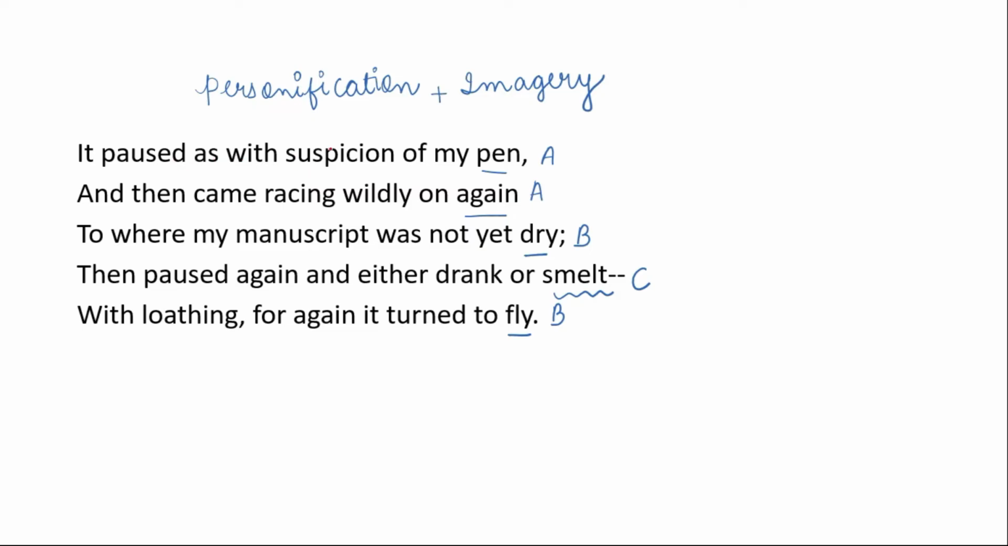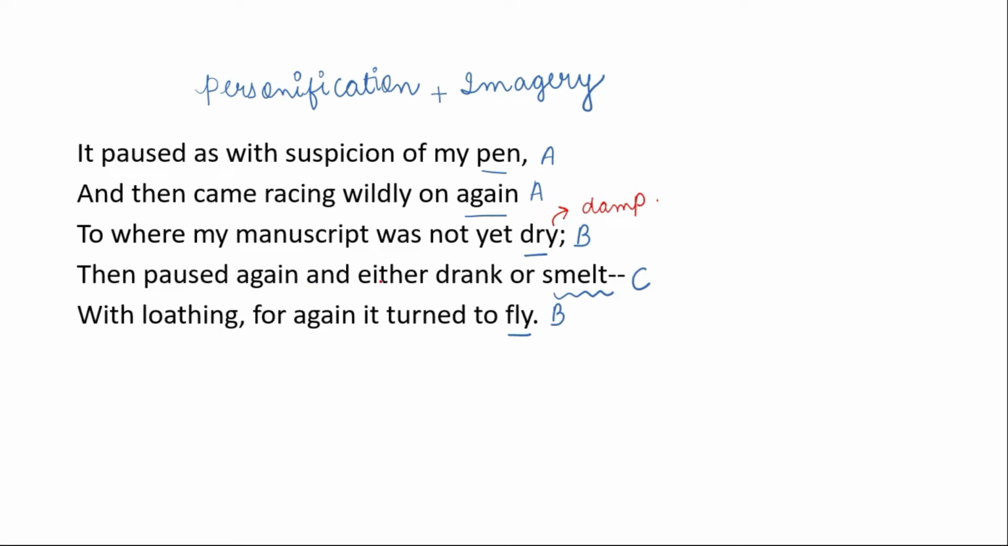It paused as if with suspicion of my pen and then came racing wildly on again. Here imagery is used for you to imagine the process better. So it is saying the mite paused as if it was skeptical of the pen and then it scurried rapidly on again. Where did it scurry rapidly on? To where the manuscript was not yet dry. So to where the manuscript was still damp.